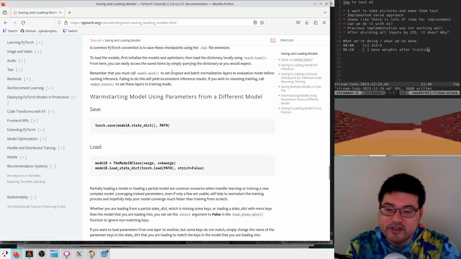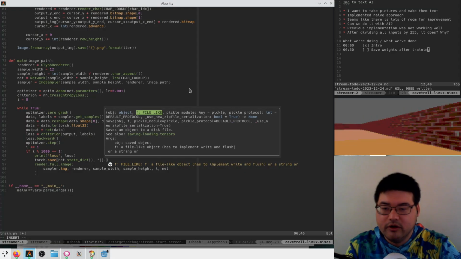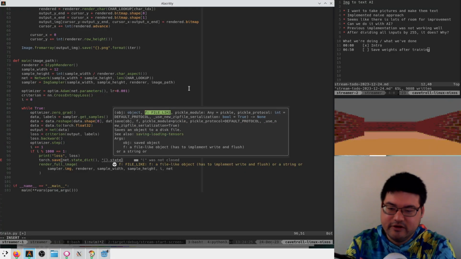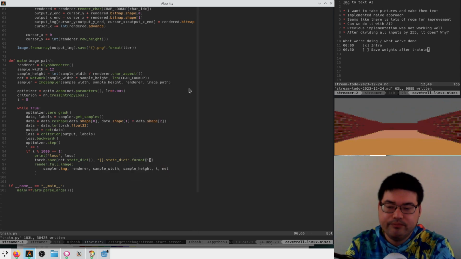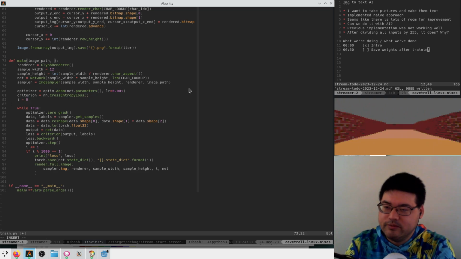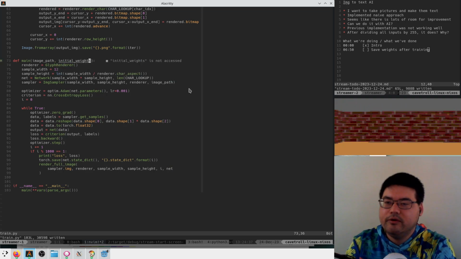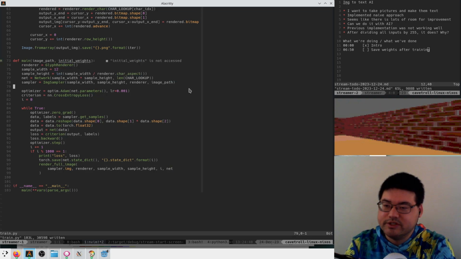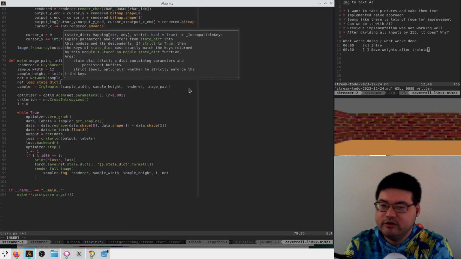State dict, state, that seems reasonable. I don't know. Yeah, we'll save it as like state dict. And we have to format this with the iteration number. And then when we start training, we should be able to load our initial weights. And we should be able to just say net load state dict.